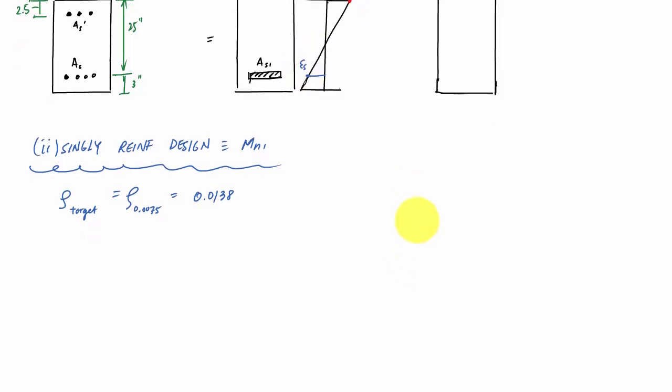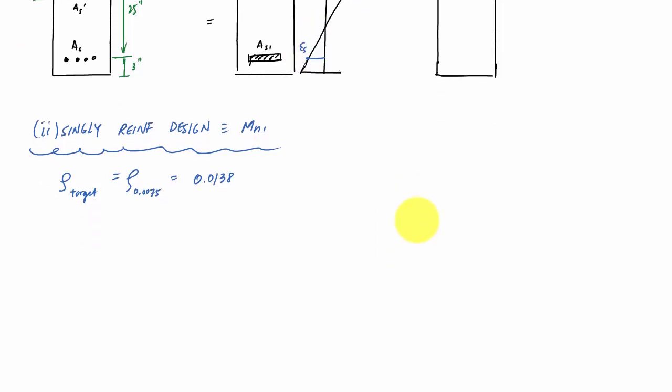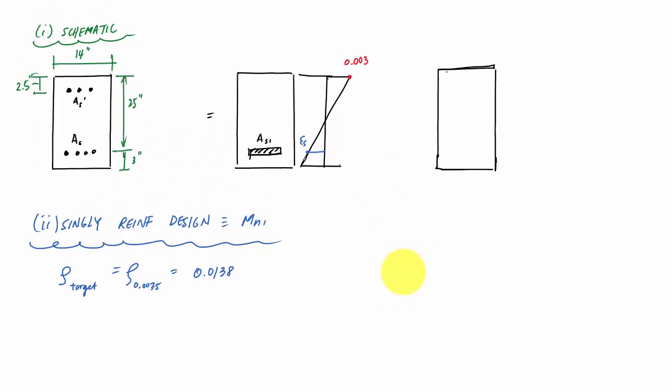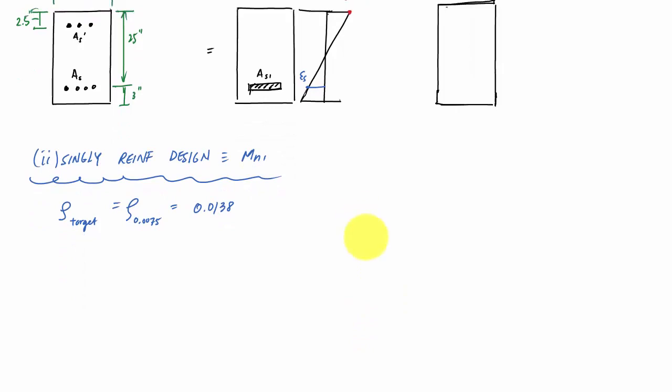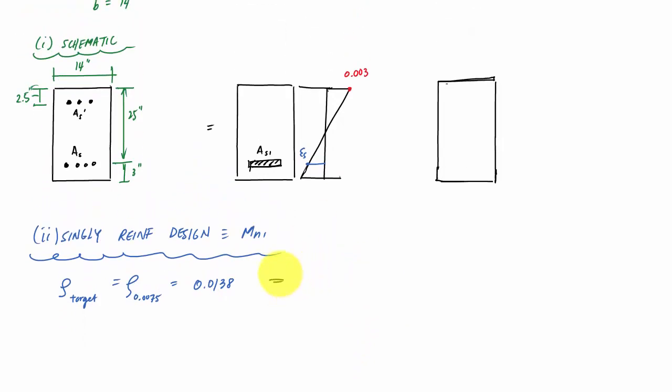Now that I have this, I can calculate an area of steel associated with it. As1 is rho, 0.0138, times b times d, which is a width of 14 inches times 25 inches. What do you get? 4.83.